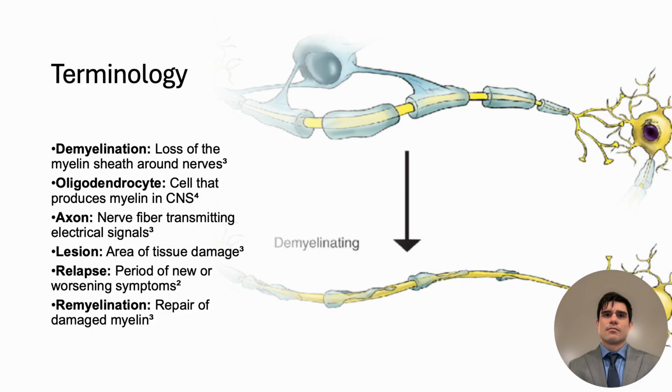As you can see in the diagram, demyelination disrupts the normal flow of nerve impulses, which explains many of the clinical symptoms we'll discuss later.